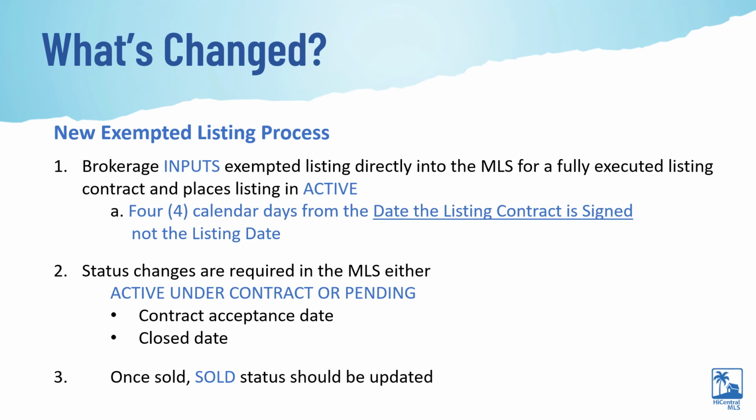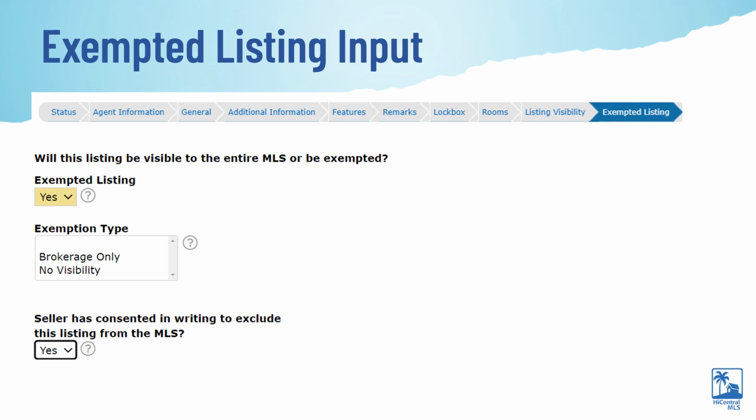Listings must be placed inactive 4 calendar days from the date the listing contract is signed versus 4 calendar days from the listing date. Once again, listings must be placed inactive 4 calendar days from the date the listing contract is signed. Let's look at how to enter an exempted listing.